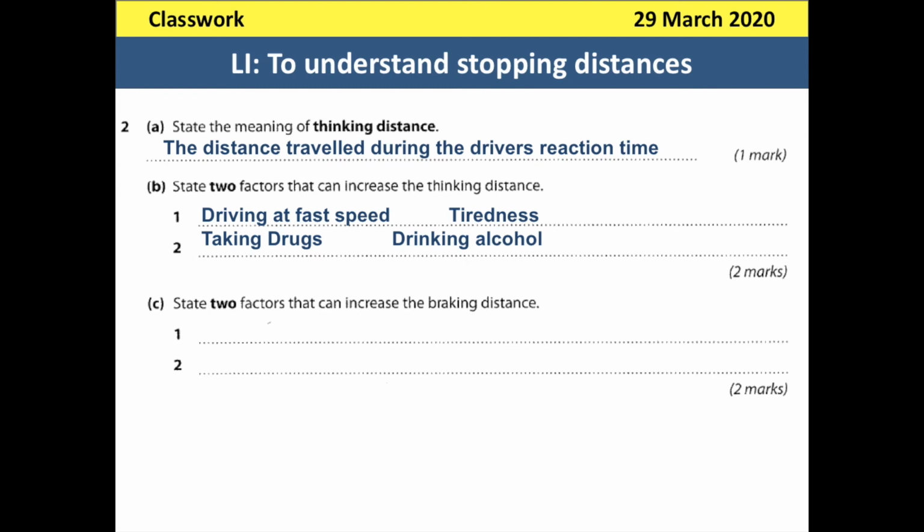Part C. State 2 factors that can increase the braking distance. Again, there's definitely more than 2 factors that we can have, but we will get marks for saying driving at fast speed, the tyres being poor quality or being worn down, likewise the brakes being of poor quality or being worn down. And then finally, a specific example of bad weather, such as the roads being icy or the roads being wet.